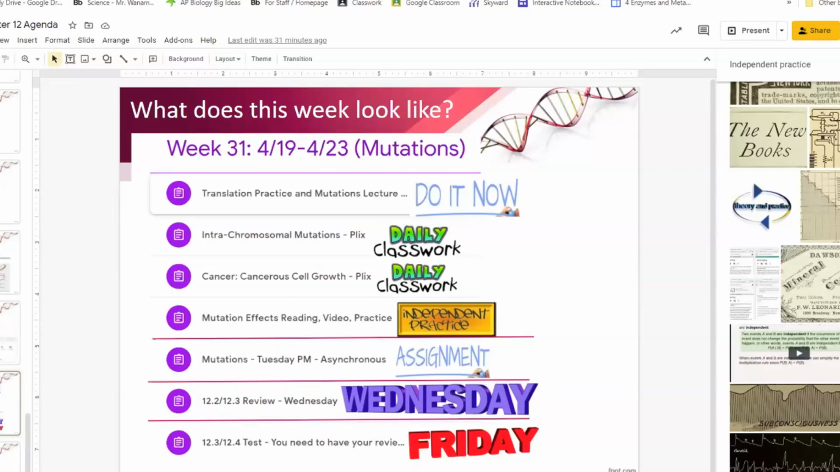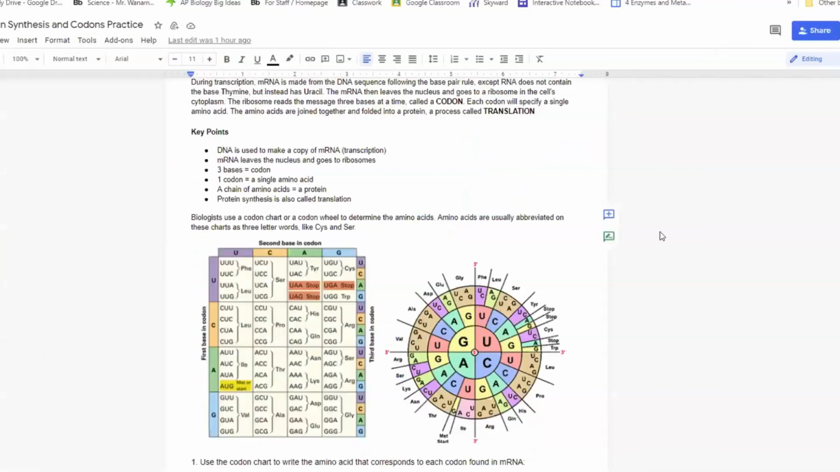So everybody should have open this worksheet right here. We're just going to break into some smaller groups. Please turn your cameras on so that we know you're in the room.